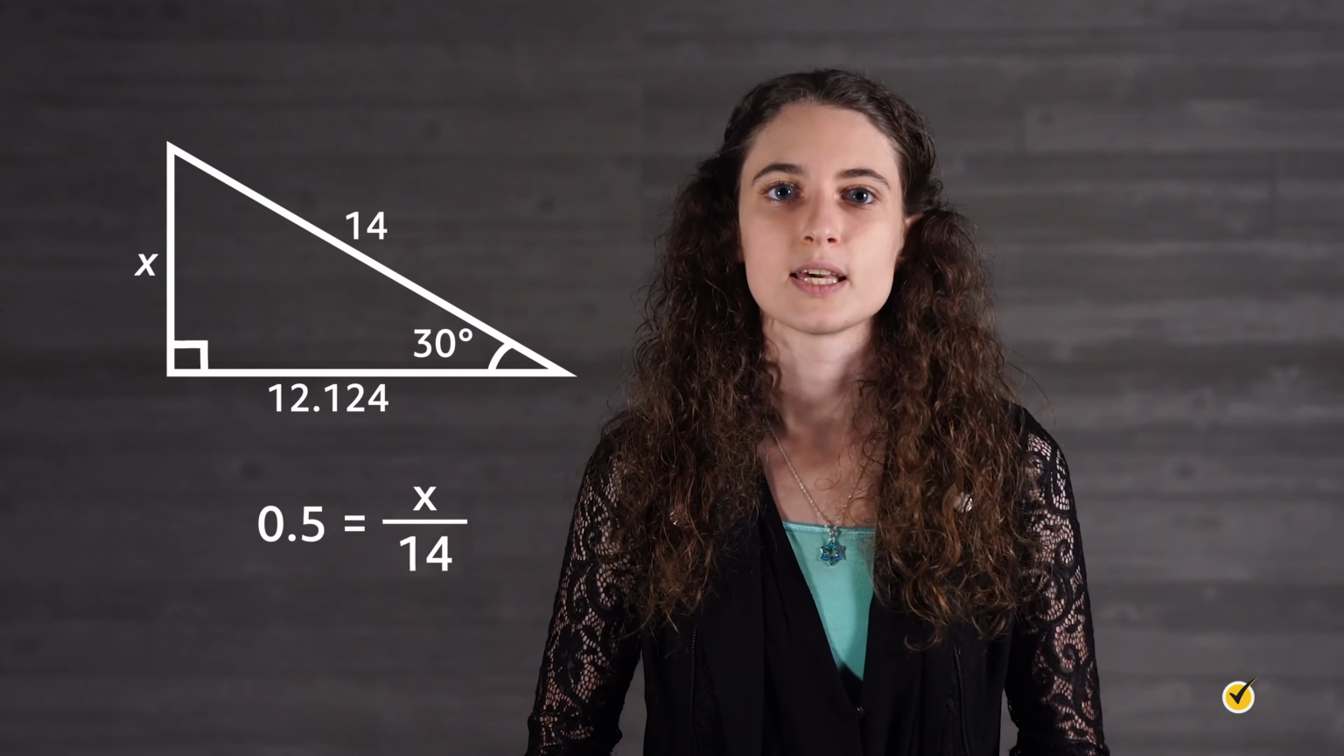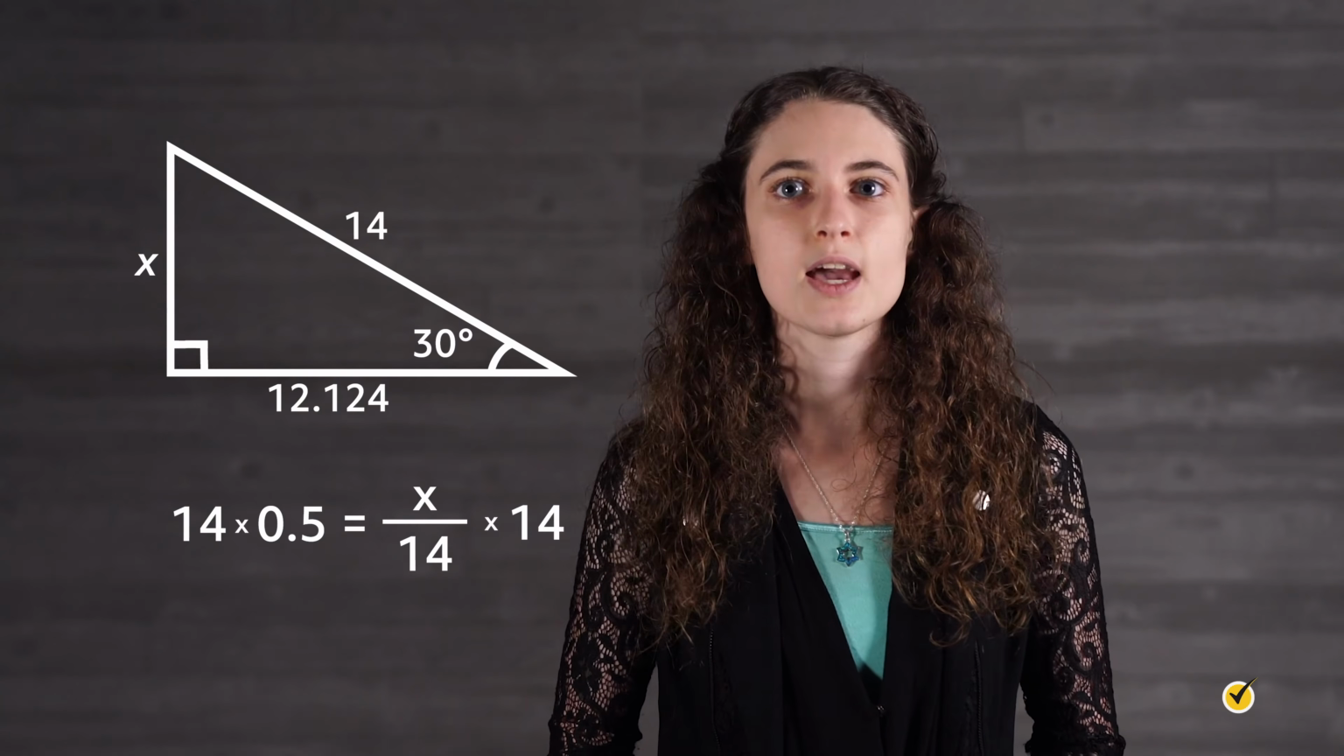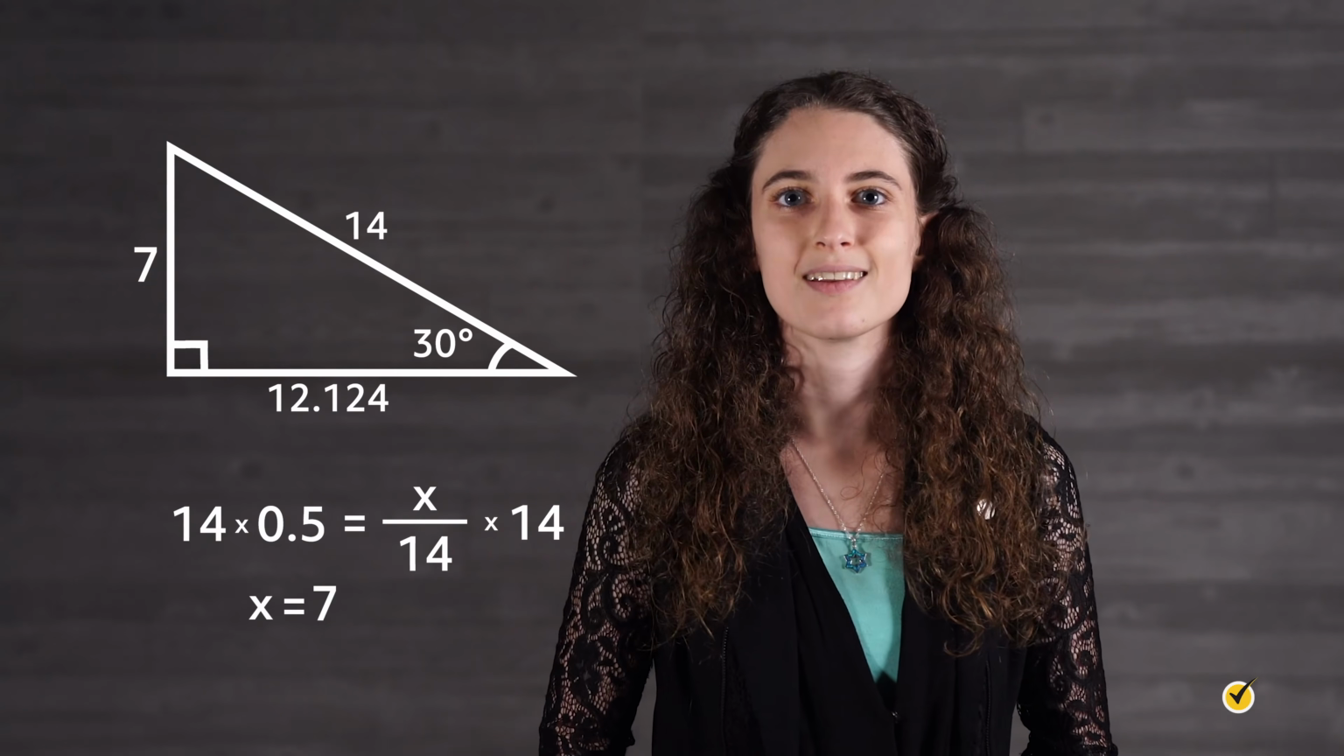So now our equation looks like this. To solve, we multiply both sides by 14, and we find that x has a value of 7. Success! Okay, so far we have used sine to find a missing angle and a missing side in a right triangle. What else is it used for?